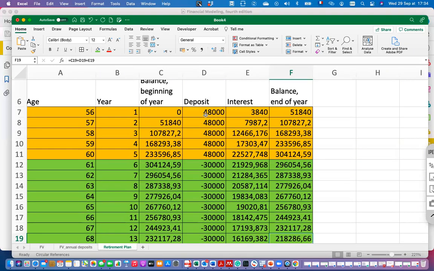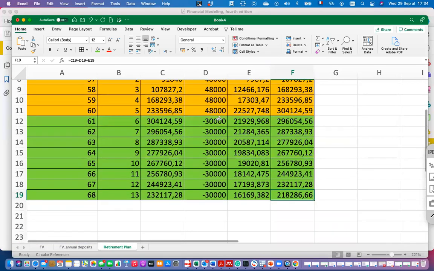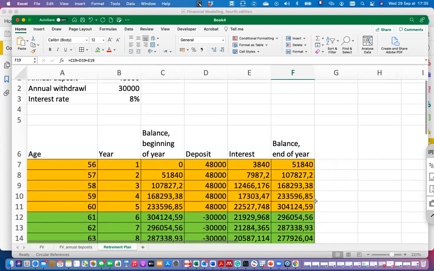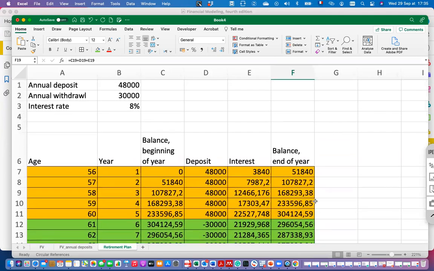Because he deposited $48,000 during these 5 years, he consumed $30,000 each year, and yet he left $218,286 on his balance account. So he left all this money to his wife and his children. So he will not benefit from all this money. This means that he has made the wrong choice regarding the annual deposit. So he has to reconsider the amount of money he was depositing once he was working.